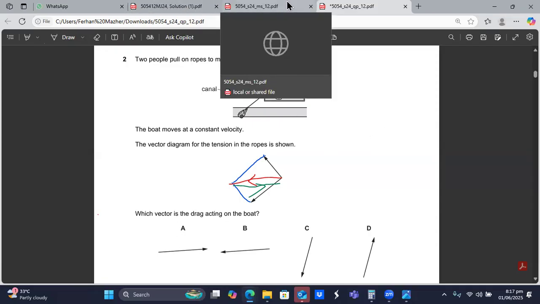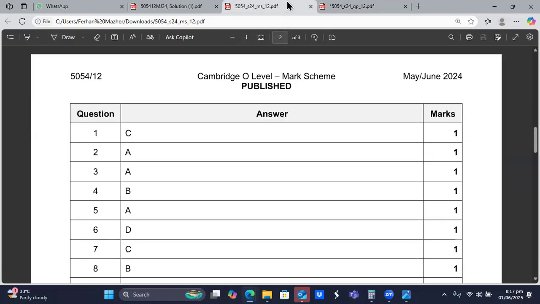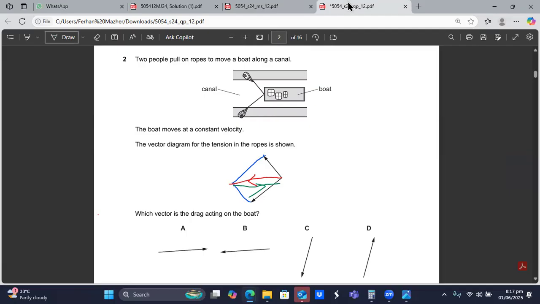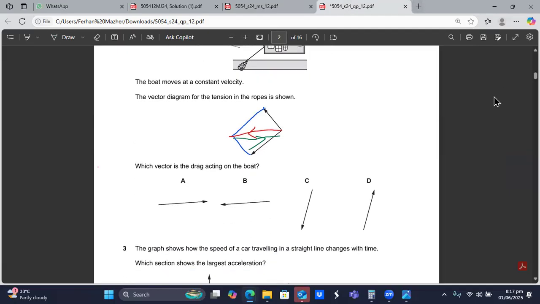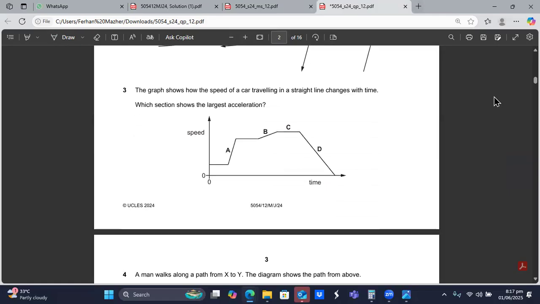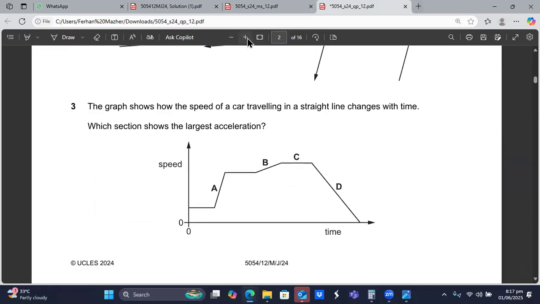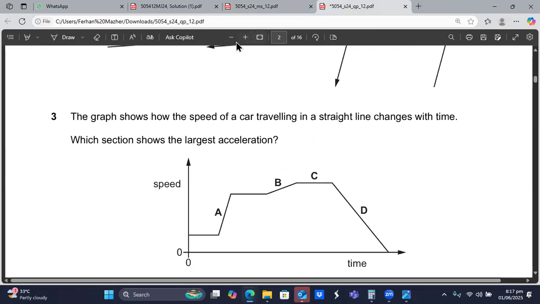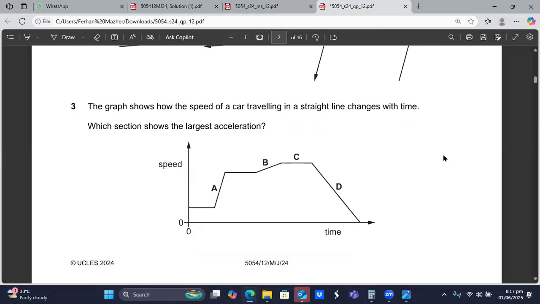Question number 2 choice will be A. First of all, I thought they are simply asking you the resultant force. So you see, we have to read that question, always read that question carefully and read all the statements of that question. Here we have question number 3 coming up on your screen.